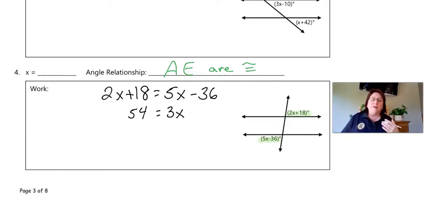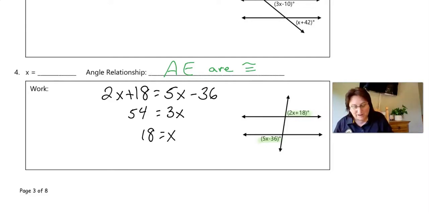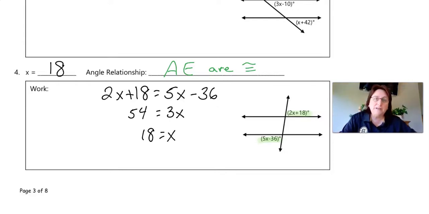And then when I divide through, did you guys get 18? Good job. Okay, so 18 equals x. Now, guys, what we just did is we said that only when x equals 18 will those lines be parallel. If x equaled 17.7, those angles would not be congruent, so the lines would not be parallel. So we just found the value of x that proves that those lines are parallel.